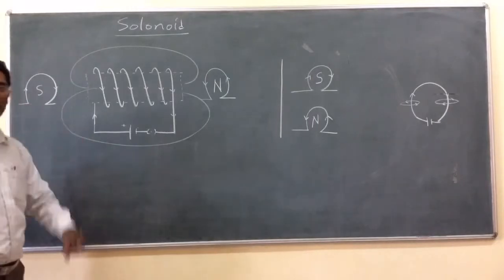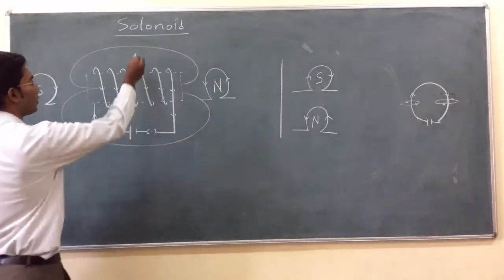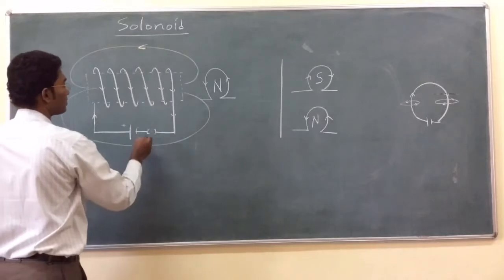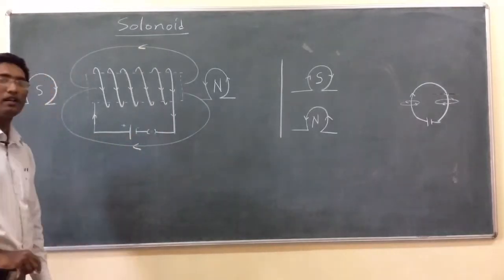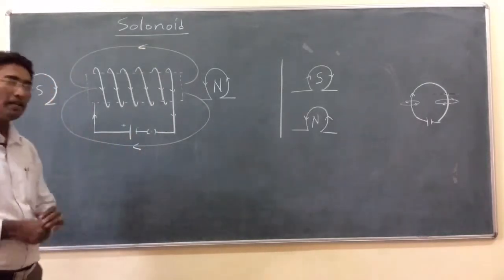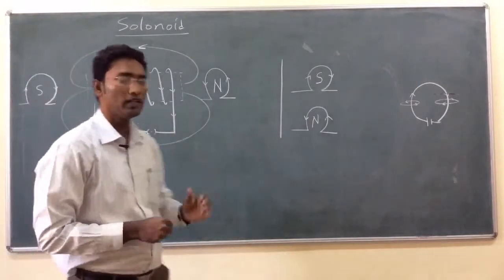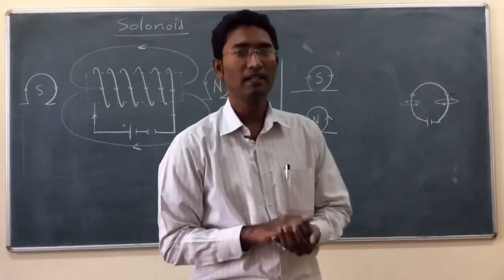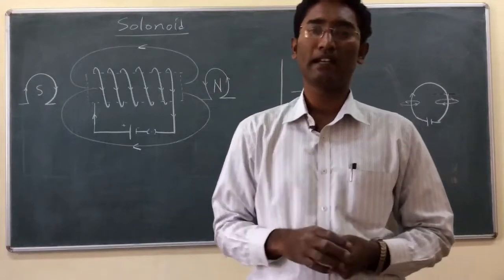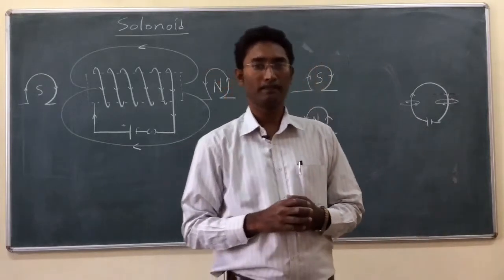So what will be the direction of the magnetic field? North pole to south pole. Yes, so the direction of the magnetic field around the solenoid will be from north pole to south pole, and this is how we can find the direction of a magnetic field around a solenoid.